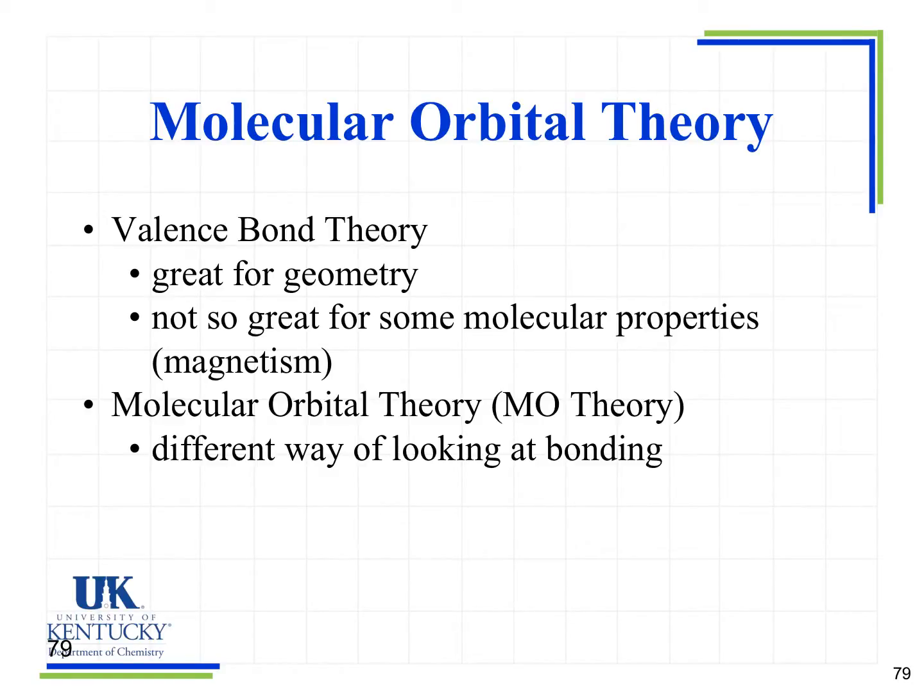So now we're going to look at molecular orbital theory, or MO theory, and this is more complicated. As a result, we're going to look at even simpler molecules, homonuclear diatomics. Valence bond theory is great for figuring out geometry and explaining what we see in molecules, but there are some properties, such as magnetism, that don't really get fully explained by valence bond theory, and so that's why we have to look at molecular orbital theory.